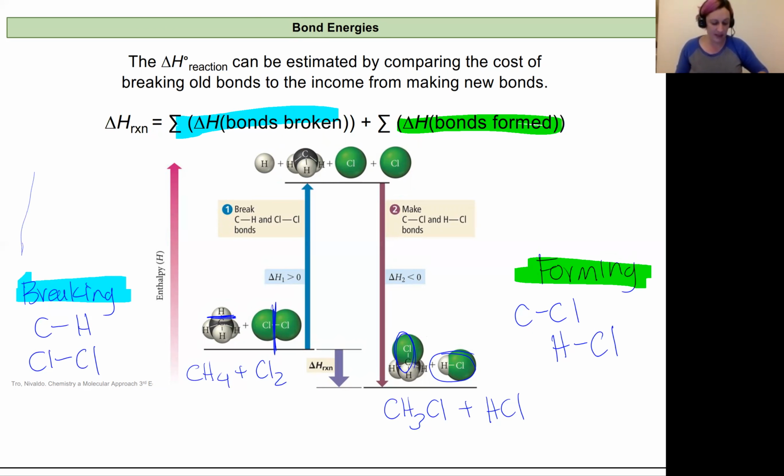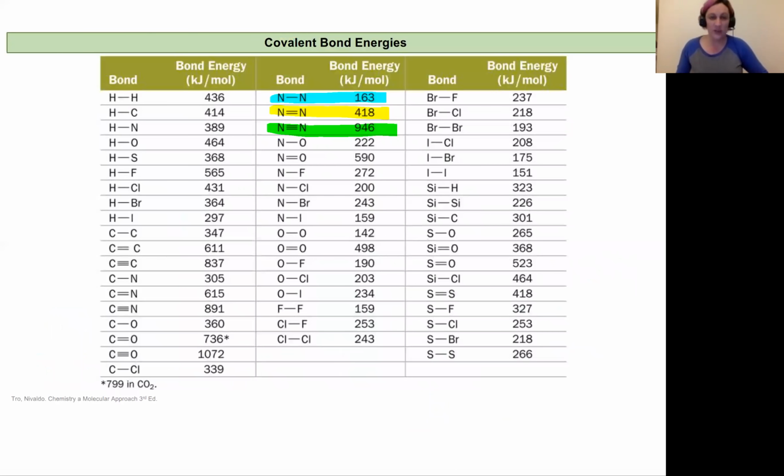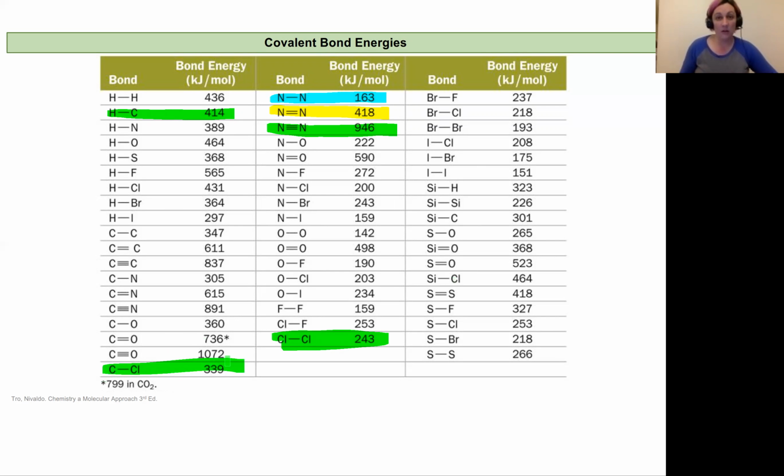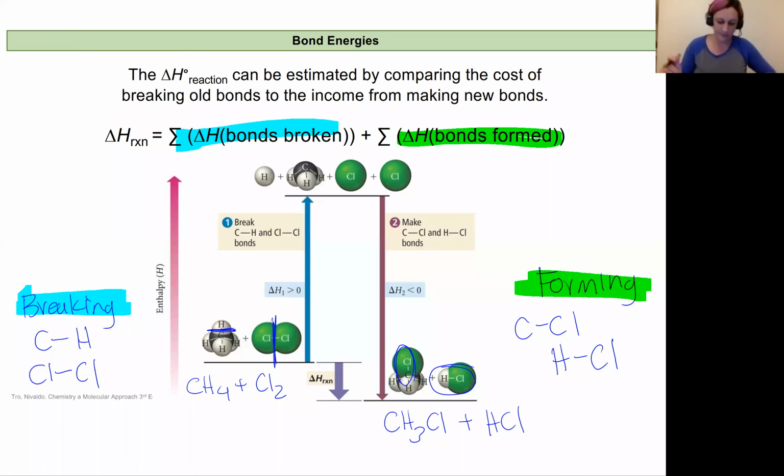So to break something, it's going to be a positive enthalpy. So coming to our table, we need to find a chlorine-chlorine and a carbon-hydrogen bond. So here's my carbon-hydrogen bond and my chlorine-chlorine bond. And I'm forming a chlorine-carbon bond right here, and I'm forming a chlorine-hydrogen bond, which should be with hydrogen right here. So I'm going to take these values and put them down on the page we were working.